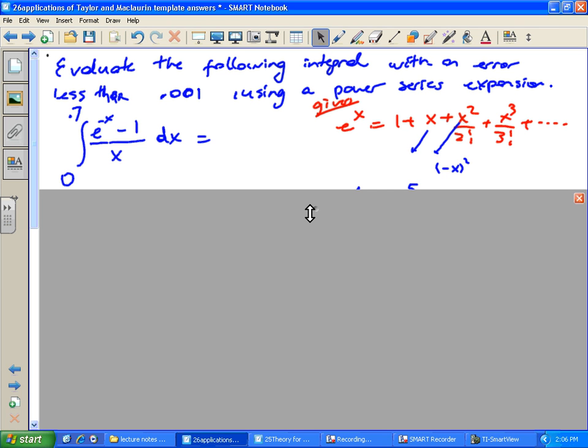E to the negative x, right. This problem has e to the negative x minus 1. No, the thing in red. The thing in red is giving you the expansion for e to the x, basically, which is something you already know. Okay.